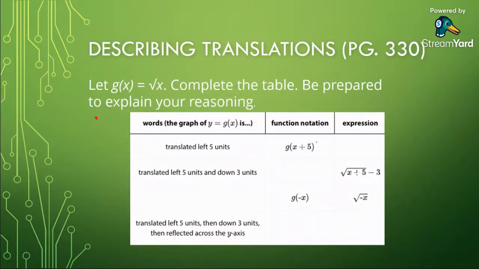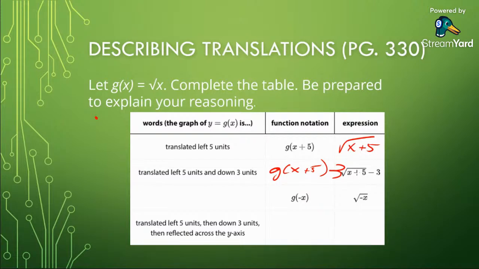Okay, there we go. All right, so for the expression for the first row, it would be the square root of x plus 5, recognizing that 5 is under the radical with the x. For the second row, the function notation would be g of x plus 5, and then minus 3 outside of that.